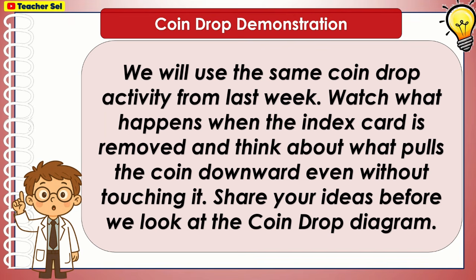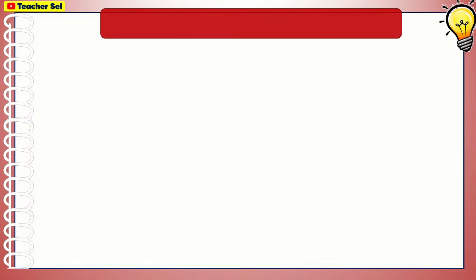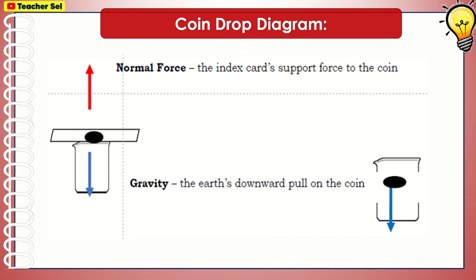Watch what happens when the index card is removed and think about what pulls the coin downward, even without touching it. Share your ideas before we look at the coin drop diagram. Normal force: the index card's support force to the coin. Gravity: the Earth's downward pull on the coin.